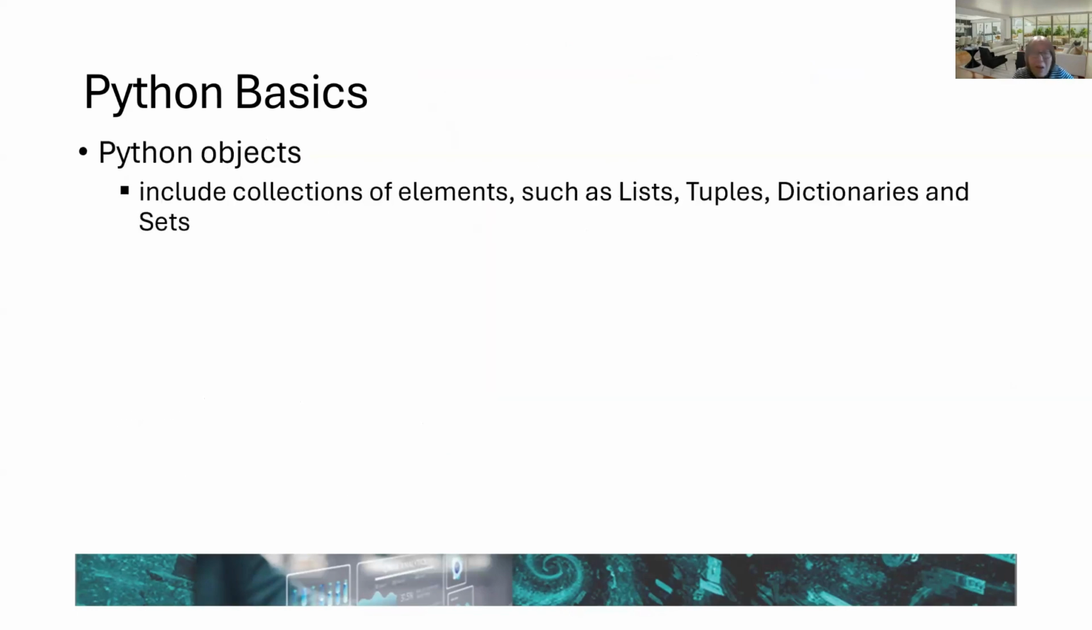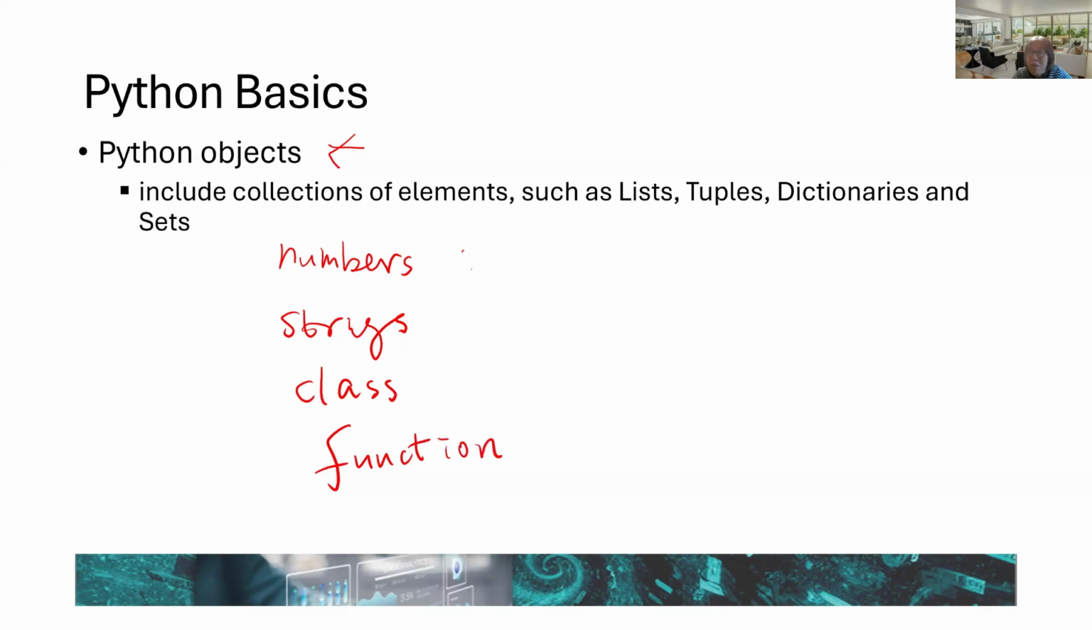Okay, and the next concept is about Python objects. In the previous diagram, we already showed what can be considered as Python objects, like numbers, strings, the class, modules, and functions. In Python, the concept is a little bit different from other programming languages.